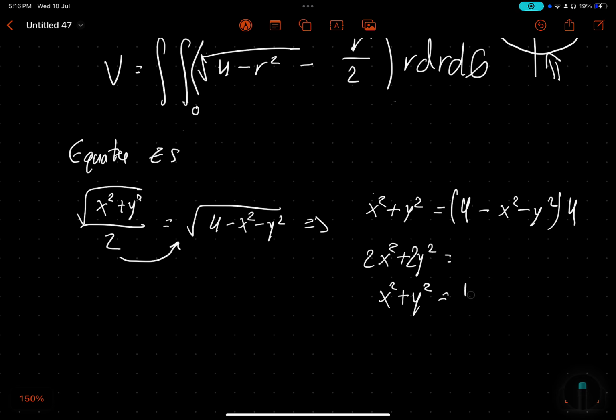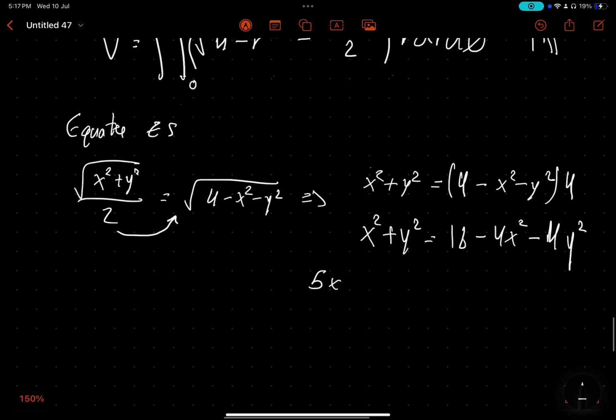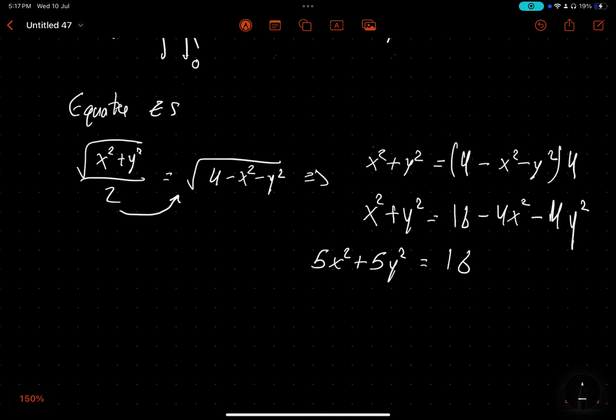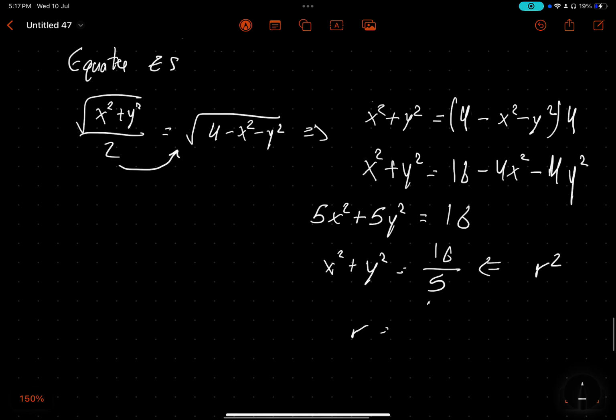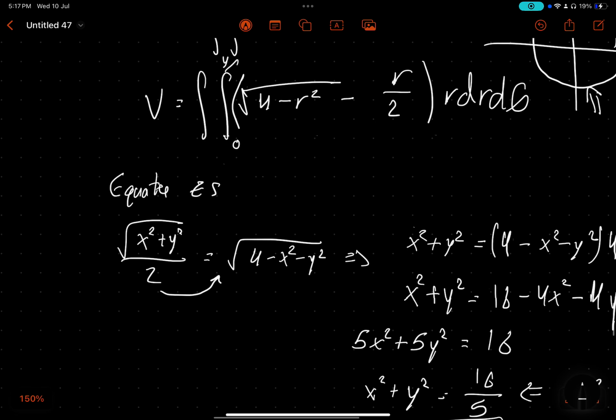Okay, so let's now, it's not going to be 4, it's going to be something different. So x squared plus y squared equals 16 minus 4x squared minus 4y squared. Adding to both sides, 5x squared plus 5y squared equals 16. Now it makes sense. And now we divide by 5, so x squared plus y squared equals 16 over 5. And now that's basically our r squared, and so r is going to be 4 over root 5. So that's our r, and that's our upper limit, so 4 over root 5.